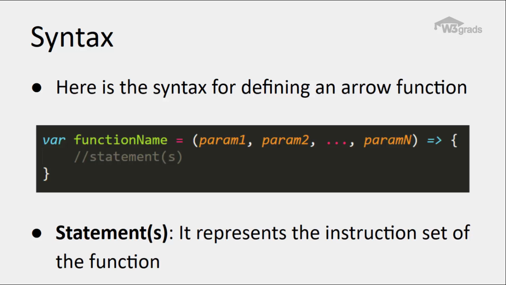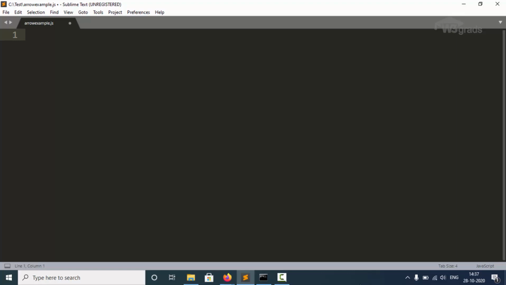Let us try to understand this with the help of an example. I will open the Sublime Text editor where I have already created a file named arrowexample.js. Here, I will create three functions that show a function expression, an anonymous function, and an arrow function. So, I will put a comment, function expression.